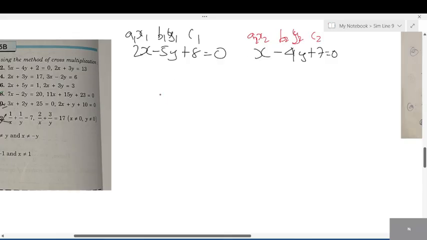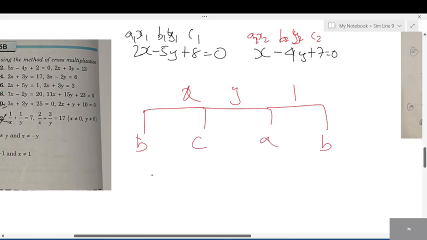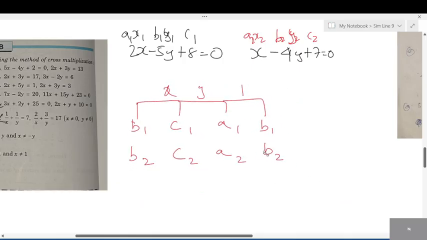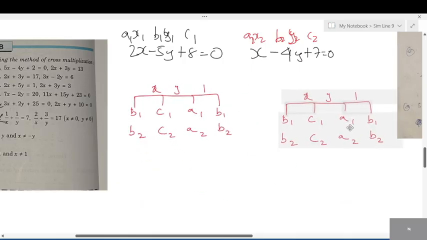Clear? And what's the formula, students? We draw a diagram like this. X, y, 1. Then what's the value I write here? B, C, A, B. Even here, B, C, A, B. Right? Just because we have two equations, the first line is 1, second line is 2. This diagram you are supposed to do in the working column, not in the main column. This is the kind of diagram.